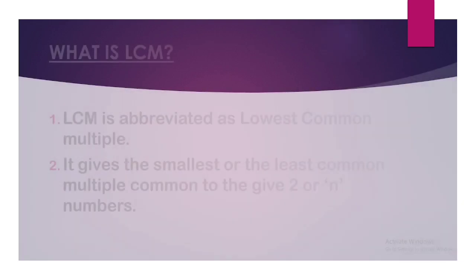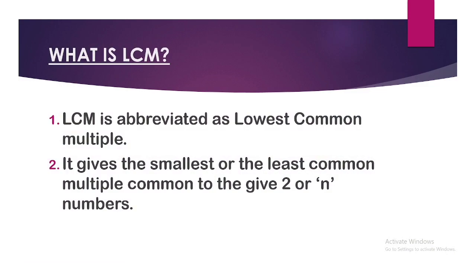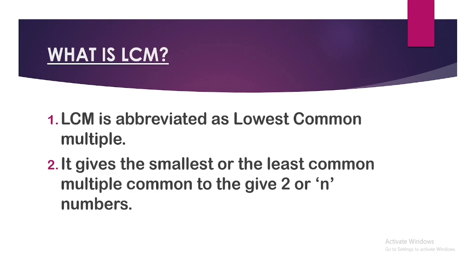So here we have the slide. What is LCM? LCM, as you know, is abbreviated as lowest common multiple. It gives the smallest or the least number that is a multiple common to the given 2 or n numbers. You have to think intuitively. If you give two numbers, then it will give the first common multiple of the two numbers or the n numbers. Then what do you mean by the first common multiple?